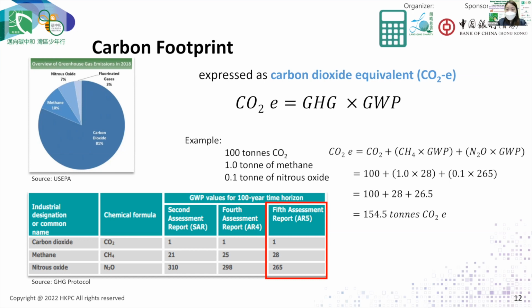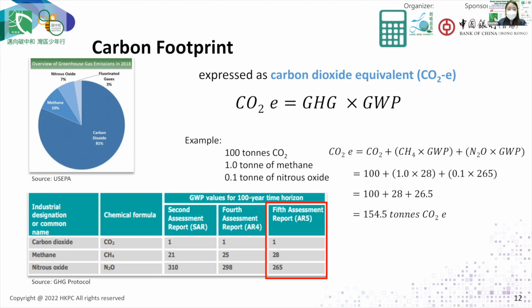And methane is emitted during the production and transportation of fossil fuels like coal or natural gas. It can also be emitted by agricultural practice. And N2O is emitted during some industrial activities and agricultural activities as well.